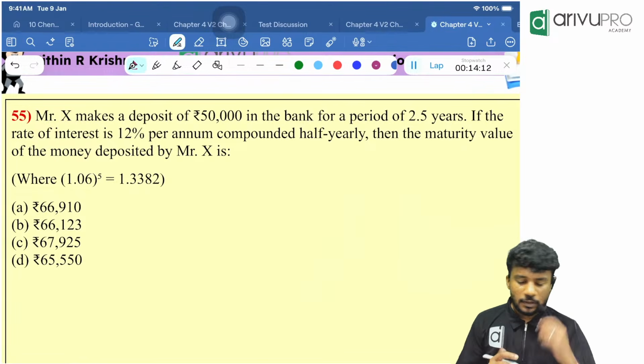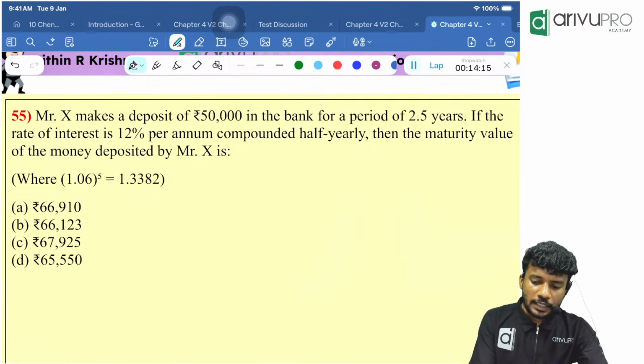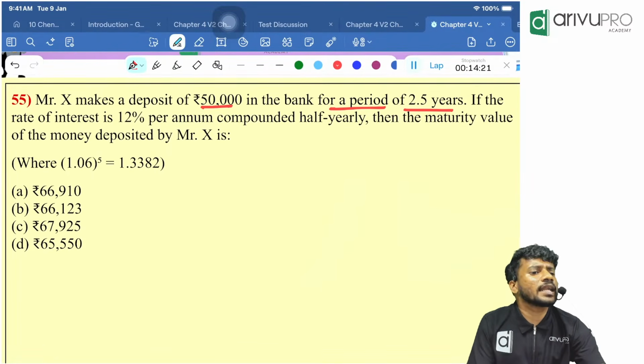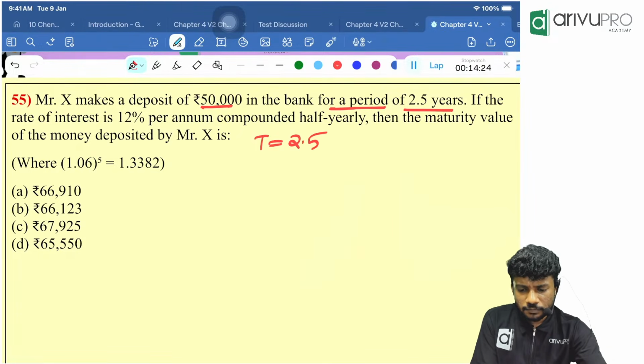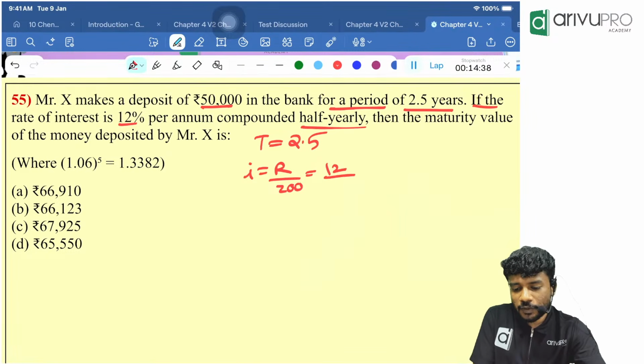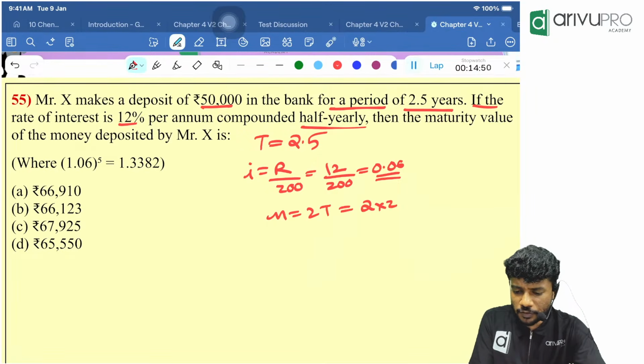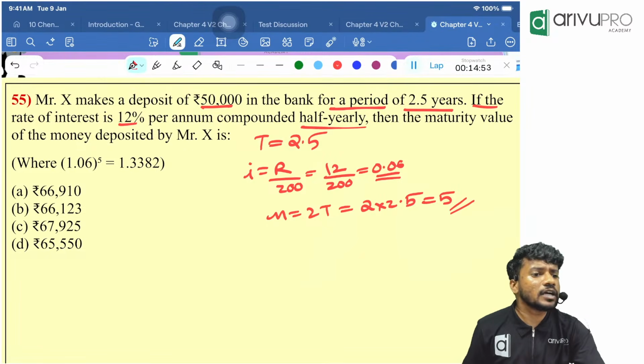Then, try people. Mr. X deposits 50,000 in a bank for a period of 2.5 years. So, time period is how much? 2.5. If the rate of interest is 12% compounded half yearly. Half yearly means I will become what people? R by 200. That is nothing but 12 divided by 200. That is 0.06. Okay. Then people, N is how much over here? N is nothing but 2 into T. That is nothing but 2 into 2.5. How much is equal to people? 5.